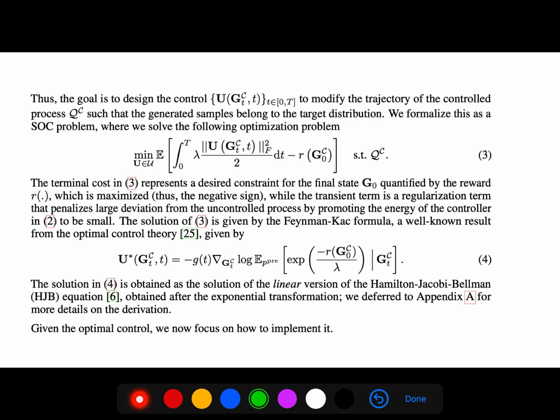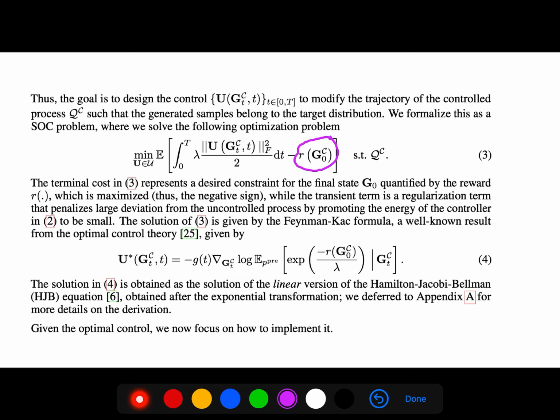The goal is to design a control to modify the trajectory of the control process such that the generated samples belong to the target distribution. So we solve this optimization problem. The terminal cost in 3 represents a desired constraint for the final state, quantified by the reward R. So when we say reward, this reward is here. We are minimizing the distance to the reward, if you see.